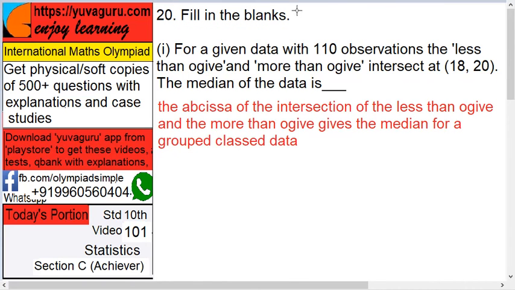Next is fill in the blanks. For a given data with 110 observations, the less than ogive and more than ogive intersect at 18, 20. Then the median of the data is.